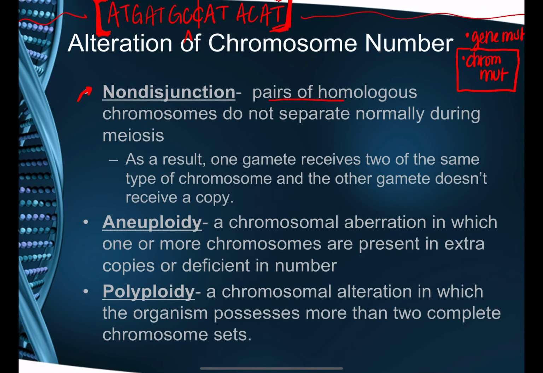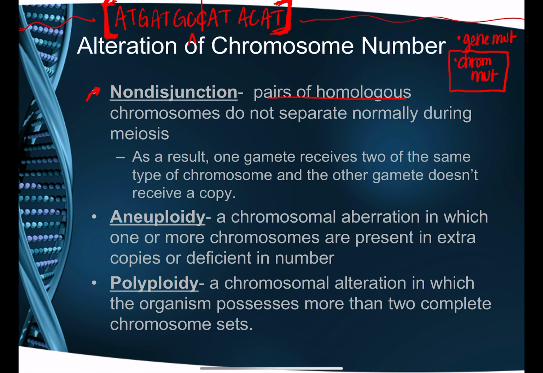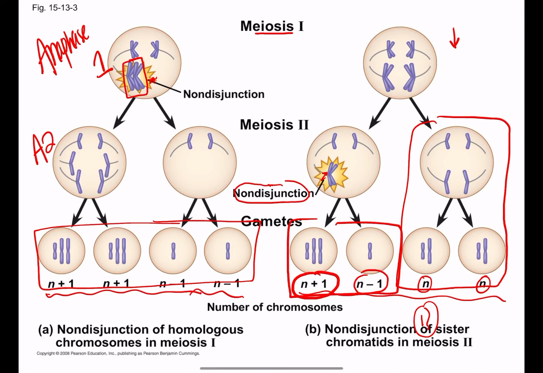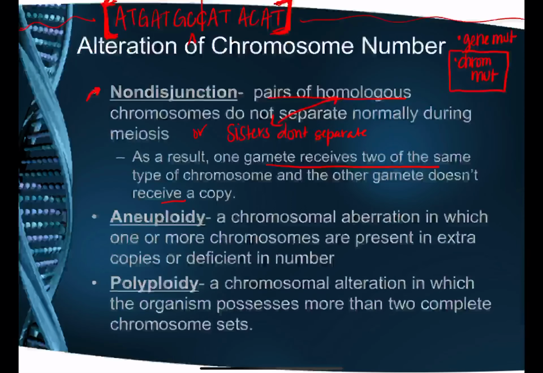Non-disjunction can be pairs of homologous chromosomes, but it could also be when the sisters don't separate too, okay? So you may want to add that in there. It can also be pairs of homologous chromosomes or sisters, the sister chromatids. As a result, one gamete receives 2 of the same type of chromosome, and the other doesn't get a copy. So this one lacked that other chromosome. This one got 2 copies of the same chromosome as a result of non-disjunction.